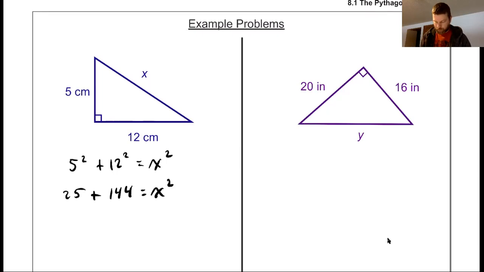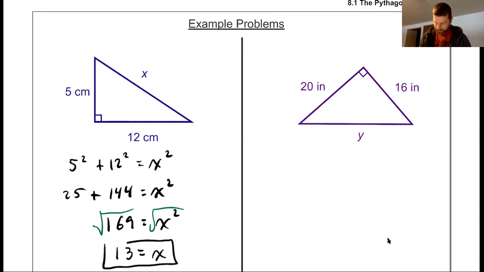25 plus 144 is 169. If you don't remember, the way to get rid of that squared right there is to do the square root. So I'm going to do the square root of both sides. And the square root of 169 is 13. You can use your calculator for that if you're not sure. But 13 is equal to x.